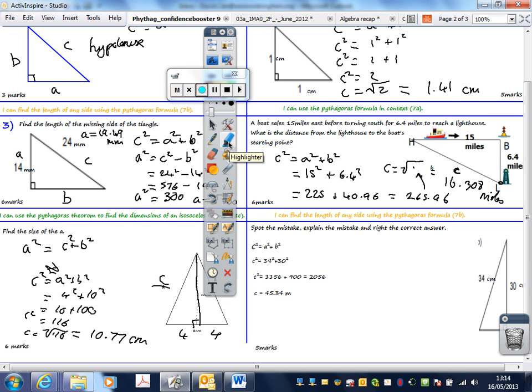We've got here: spot the mistake, explain the mistake and write the correct answer. The mistake is the units. Is it? No. Go on, Gabriel. It's the wrong formula. He used the wrong formula because we're trying to find not the hypotenuse, and he's used the formula to find the hypotenuse. So as long as you've corrected and changed it, mark it, add it up for me please.